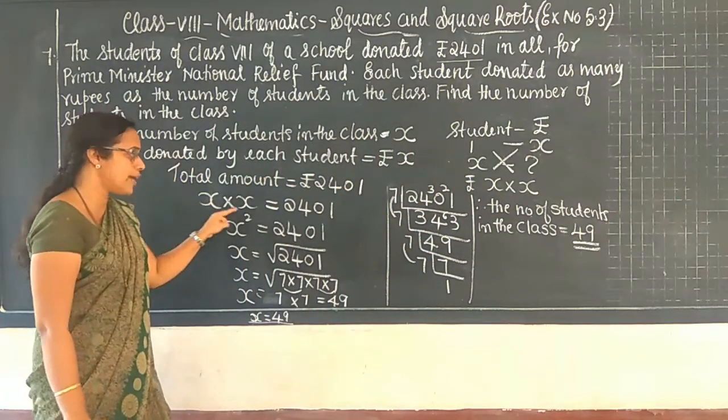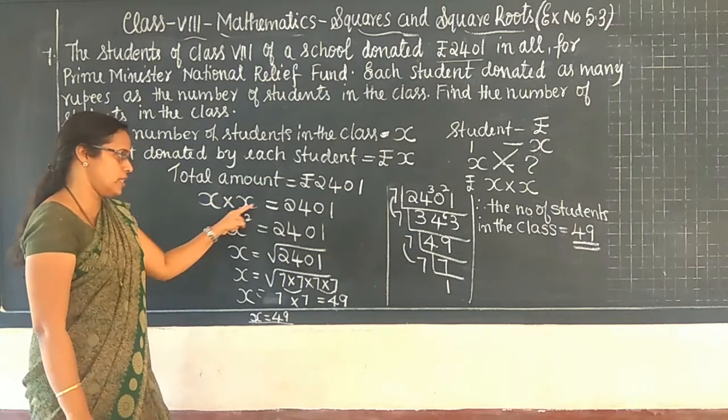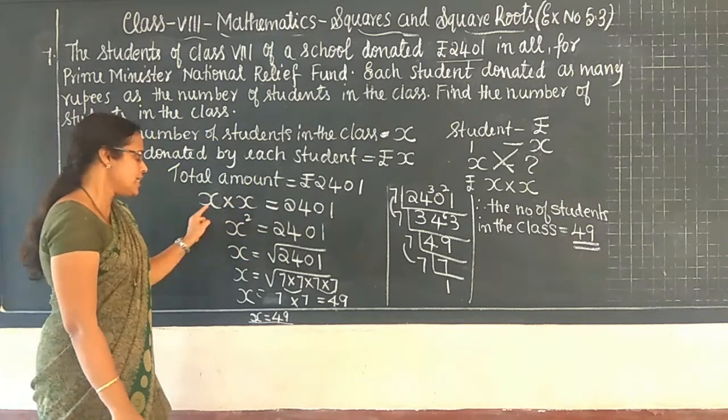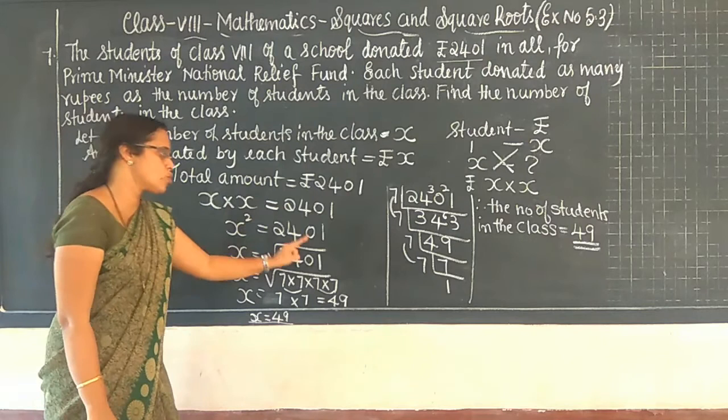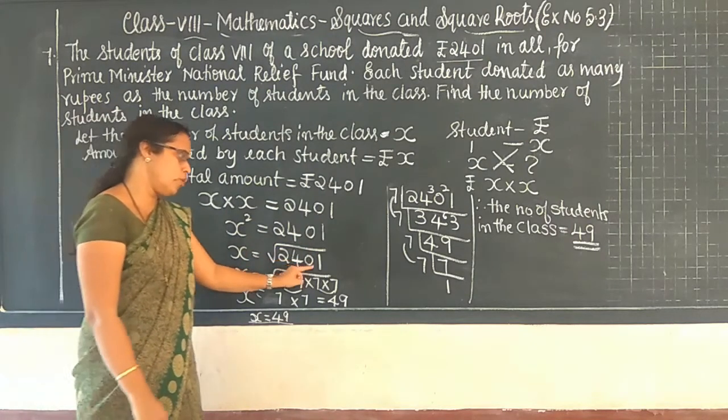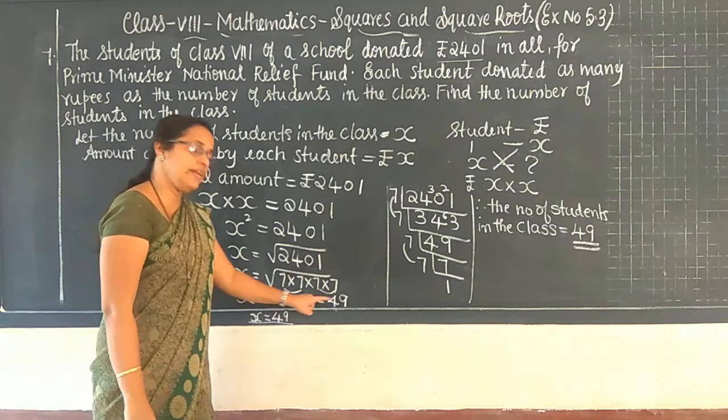Total can be written as a product. X into X is equal to 2401. X into X is X square. Square goes, square root comes. What is the square root of 2401? It is 7 into 7, 49.